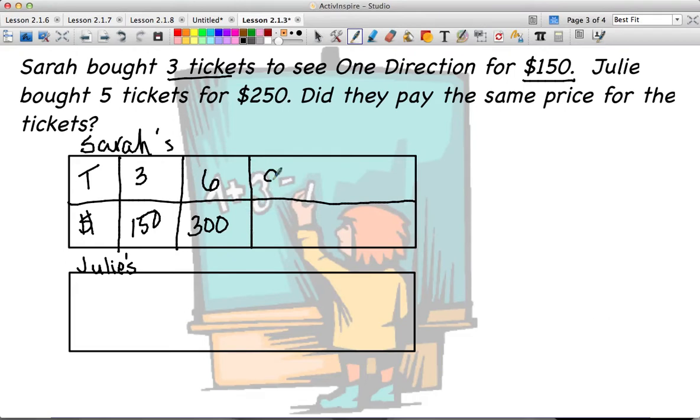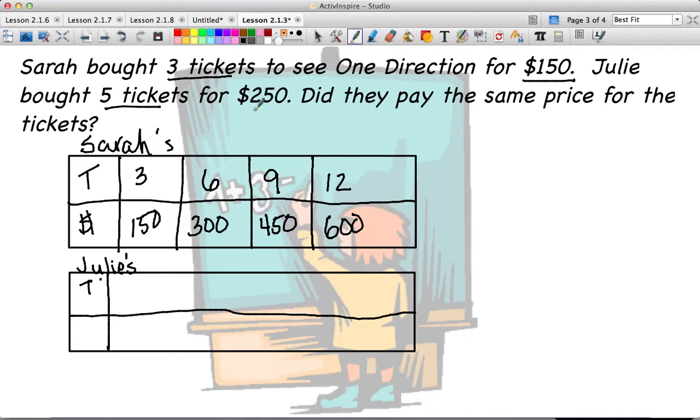If she would have gotten 9 tickets, that would have been $450. Okay, if she would have gotten 12 tickets, that would have been $600. Right, and I'm going to stop there, and I'm going to start to look at Julie's. So Julie's tickets had a ratio of 5 tickets for $250. So she had 5 tickets, and the price was $250.